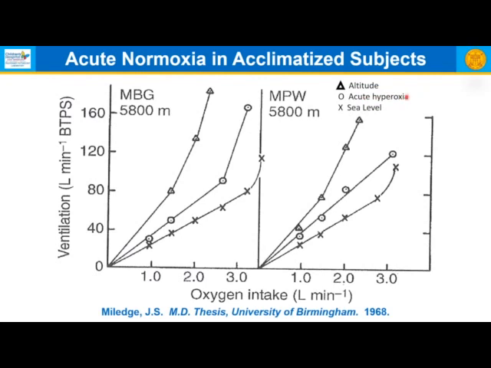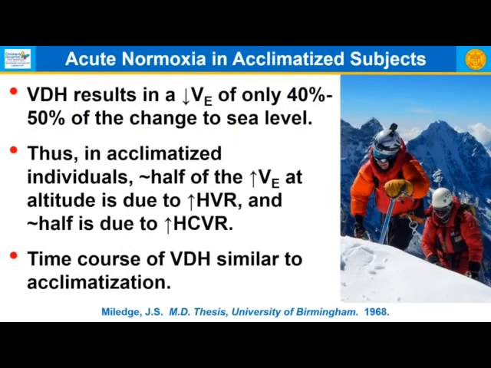If we acutely make someone hyperoxic after being exposed to altitude, it decreases back toward the sea level value, but not quite completely. And this difference, remember, is due to the still increased hypercapnic ventilatory response from acclimatization. Ventilatory deacclimatization to hypoxia results in a decreased ventilation of only about 40 to 50% of the change to sea level. Thus, in acclimatized individuals, about half of the increased ventilation to altitude is due to the hypoxic ventilatory response, and half is due to the hypercapnic ventilatory response.